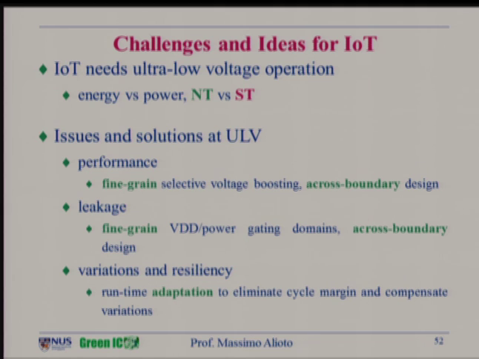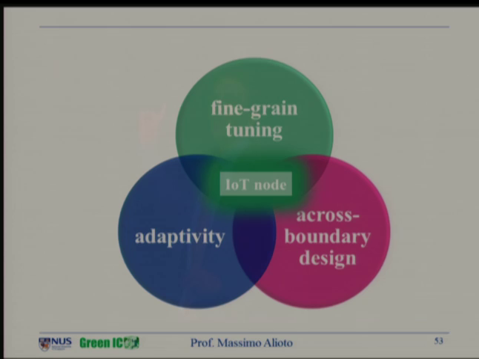So wrapping up, we have shown that ultra-low voltage operation is absolutely essential in IoT nodes. We also showed that ultra-low voltage operation entails different design challenges: performance, leakage, and resiliency. And these challenges can be addressed through fine-grained schemes, cross-boundary design, as well as adaptation. So just as a takeaway, if you have to take something home from this presentation, just forget everything except this figure. Because in the end, IoT node design is about three things.